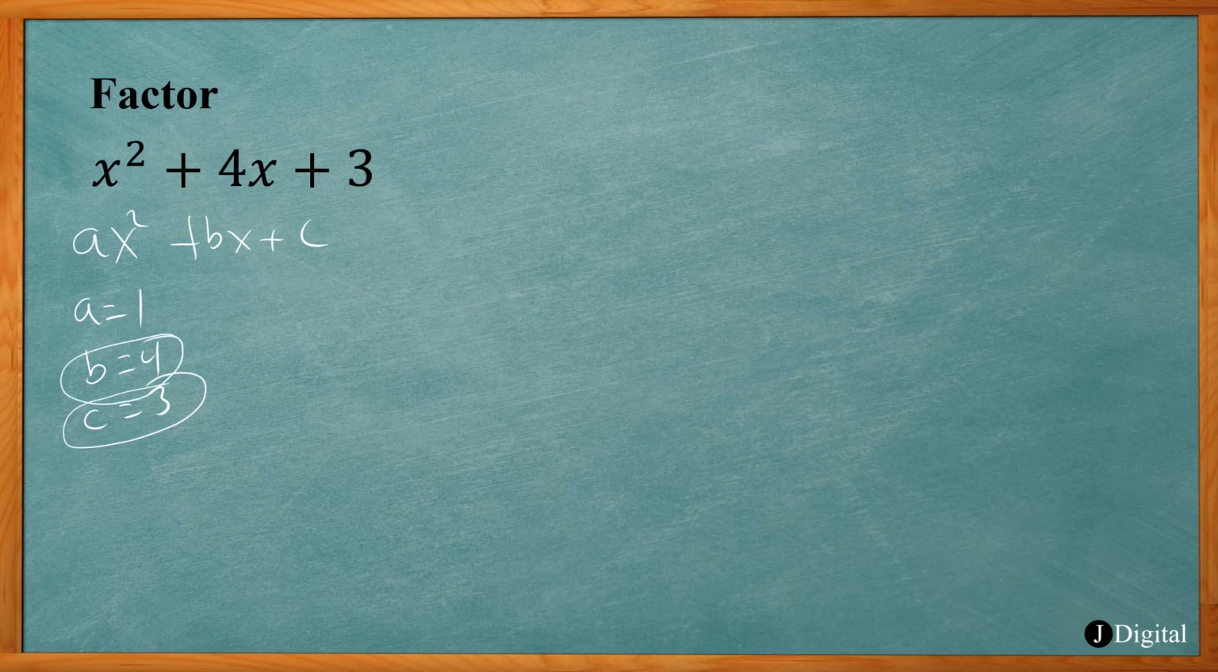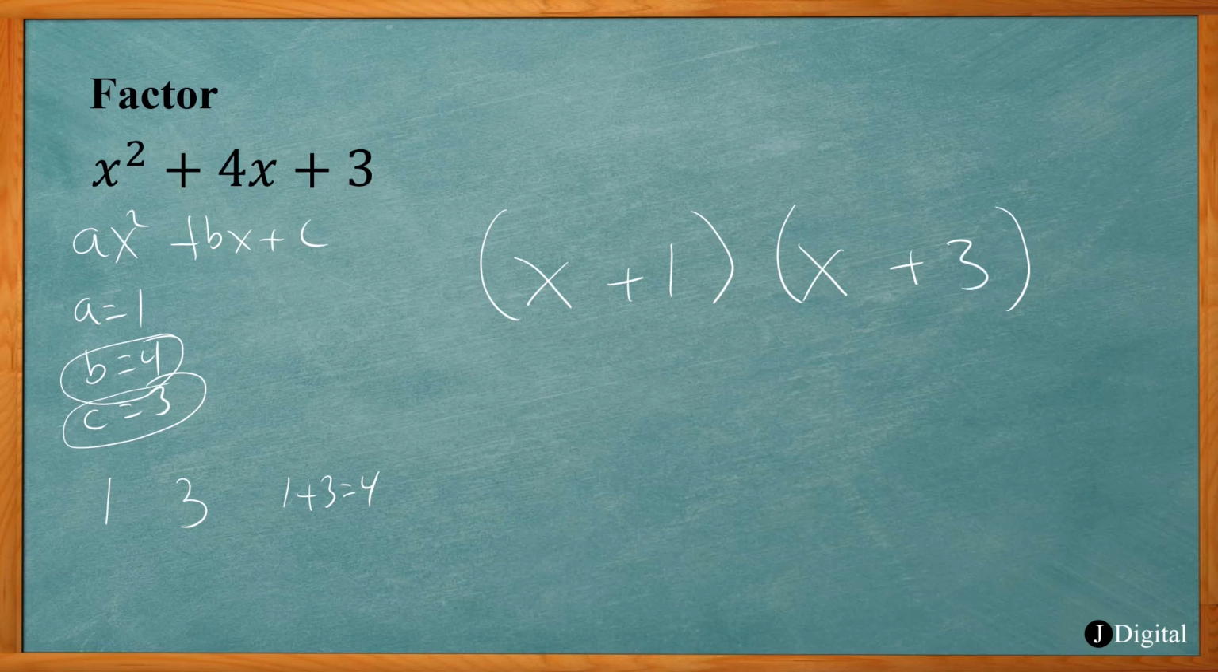So I'm going to start with just numbers that multiply give us 3. And I only have one case here, 1 times 3. If I add those together, 1 plus 3, that gives me 4. Okay, so that works out. What we do here is do two sets of parentheses. We're going to put x in the first spot in each of them. And then our two numbers, the 1 and 3. And now this is factored.